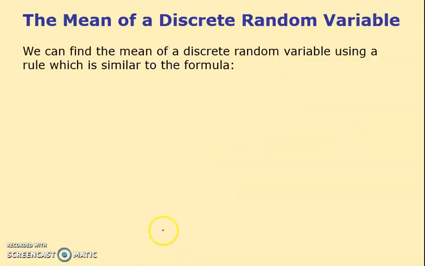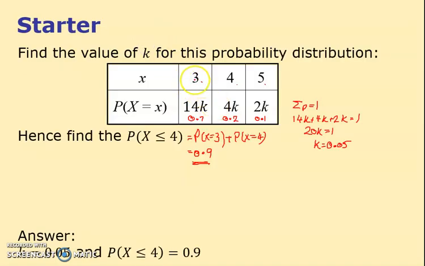So the mean of a discrete random variable. There's a formula for working out the mean. You think of the mean as an average value that you'd expect to get. So if I'm looking at this example here, obviously if they're all equally weighted, the average of 3, 4 and 5 is 4. But they're not equally weighted, i.e. we're much more likely to get the 3 coming up. It's got a probability of 0.7, but the 5 has only got a probability of 0.1.